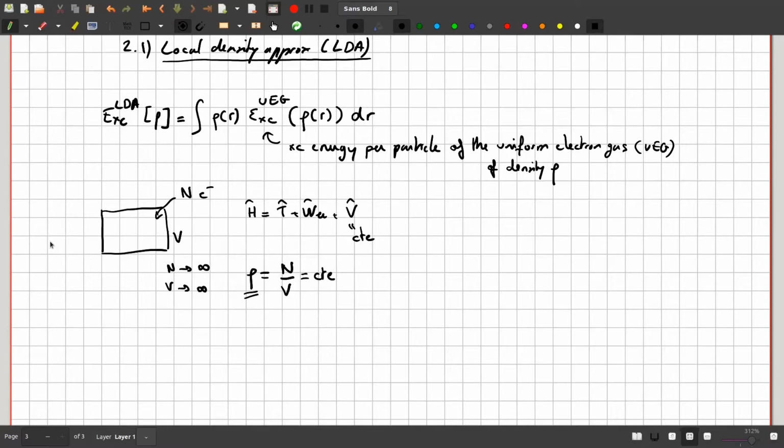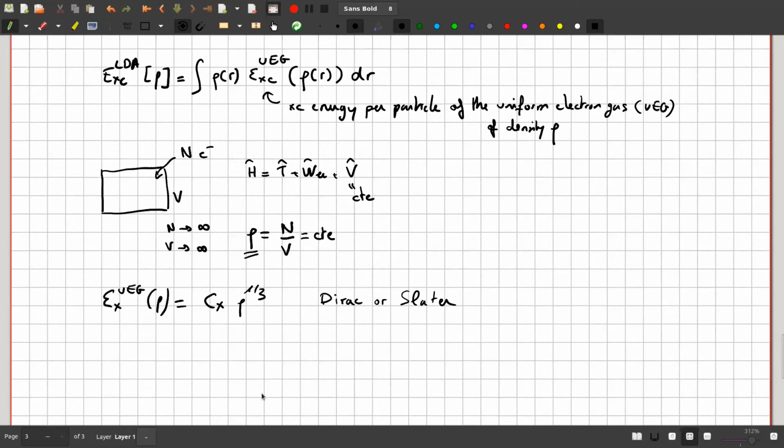So now, what is the form exactly of this exchange correlation energy of the uniform electron gas? Well, for the exchange part, it is known exactly. It is a constant that we know, Cx. It is given in the notes. And then the density to the power 1/3. And this was already determined by Dirac very long time ago, and it is also associated with the name of Slater.